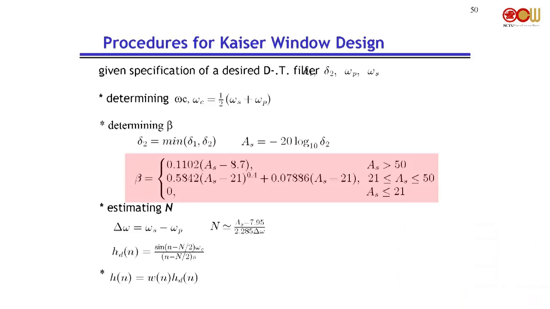Okay, so for example, if you have stop band attenuation in this range, AS between 21 and 50, then we plug in the middle formula here to determine beta, and then we have the window shape. And then using the transition, we will be able to estimate the order of the filter. Okay, this N has AS at the top, and then the transition band at the bottom. All right, and there's the final window. So that's Kaiser window design.